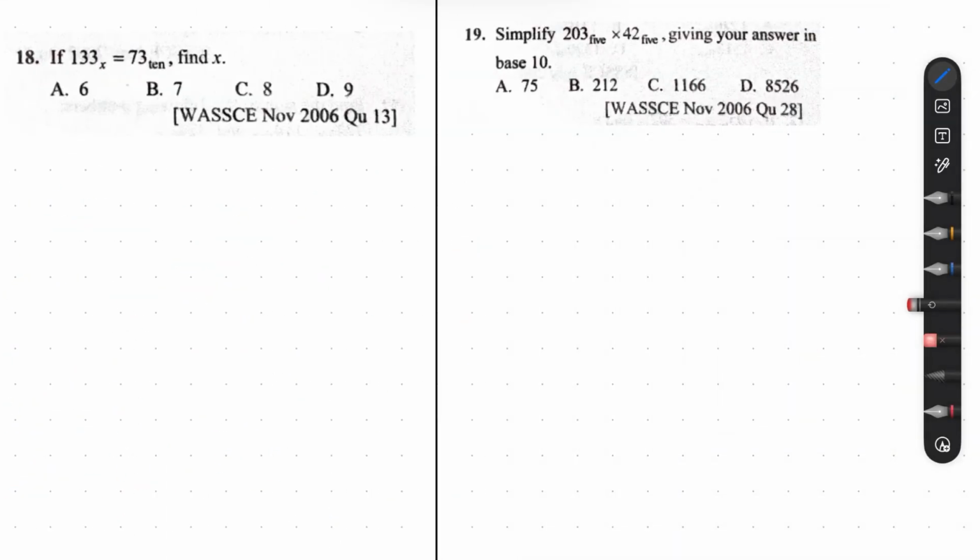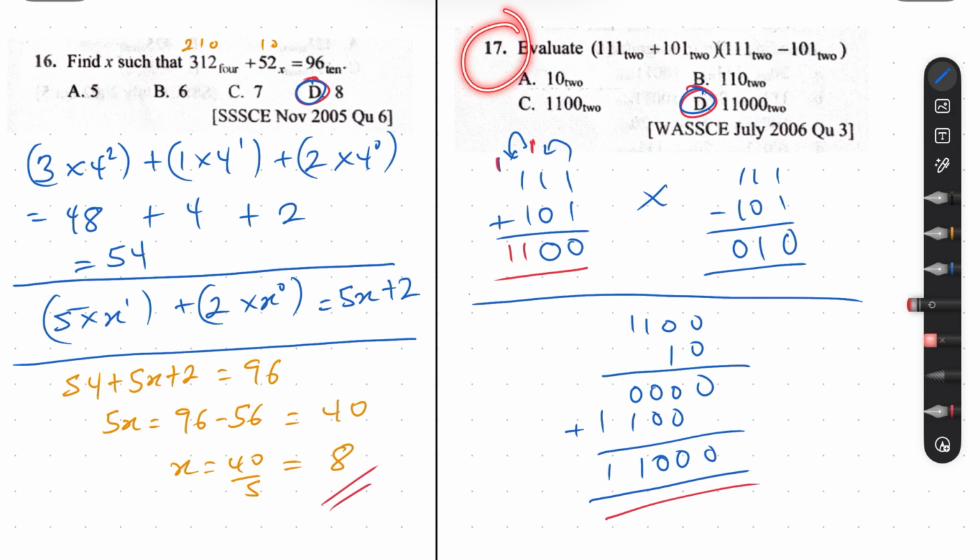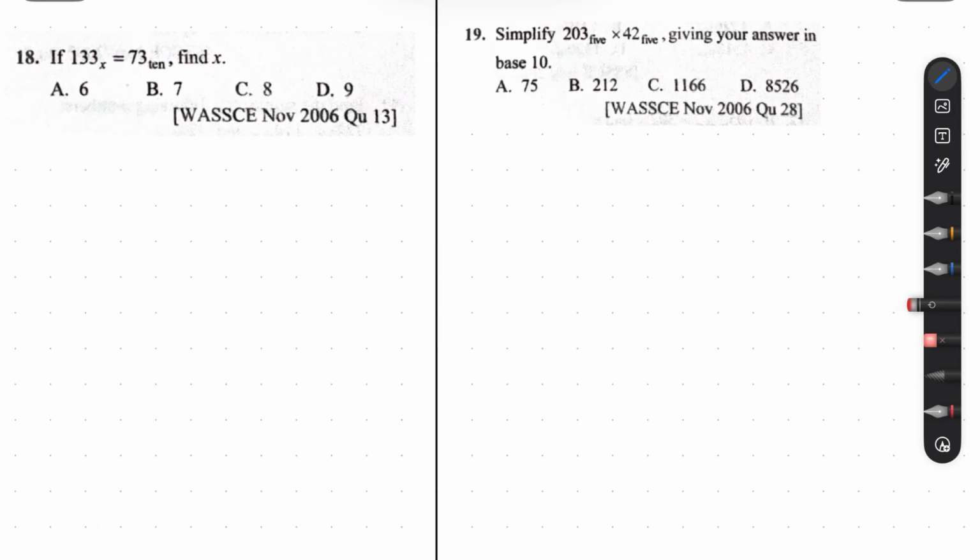In this session, we started on question number 18. In the previous session, we ended on question number 17. Question 18 says if 133 base x is equal to 73 base 10, you should find x. So we just need to convert this to base 10 and then we equate it to this. Okay, so how do we do that?